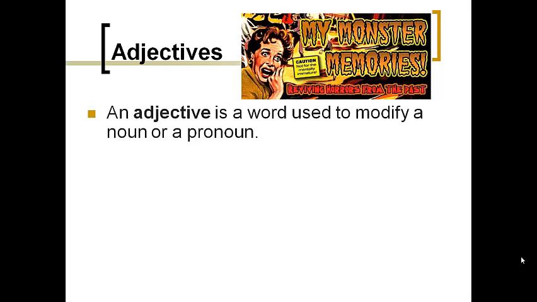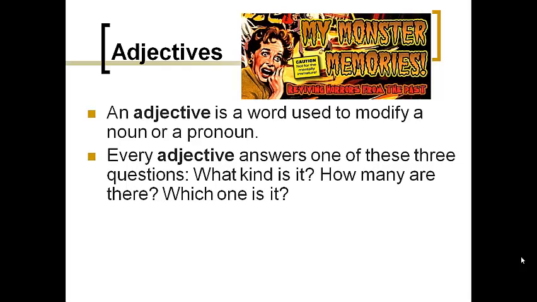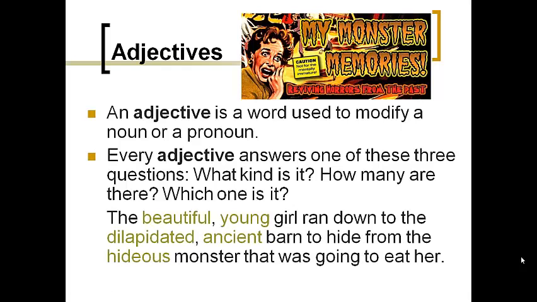Adjectives are words that modify a noun or a pronoun. Every adjective answers one of three questions: what kind is it, how many are there, and which one is it? Example: the beautiful young girl ran down to the dilapidated ancient barn to hide from the hideous monster that was going to eat her. Beautiful and young are adjectives that describe girl. Dilapidated and ancient are adjectives that describe barn. And hideous is an adjective that describes monster.